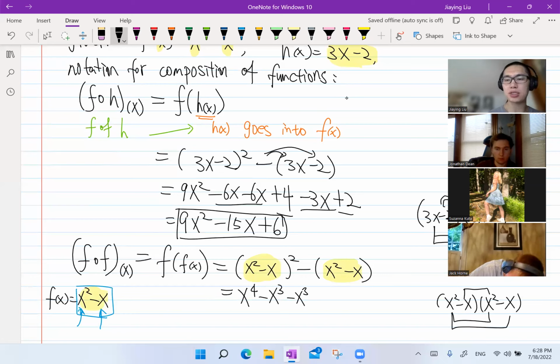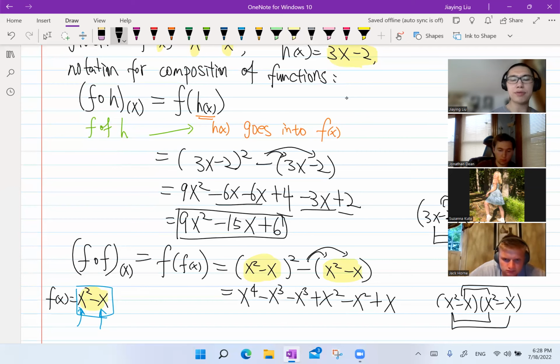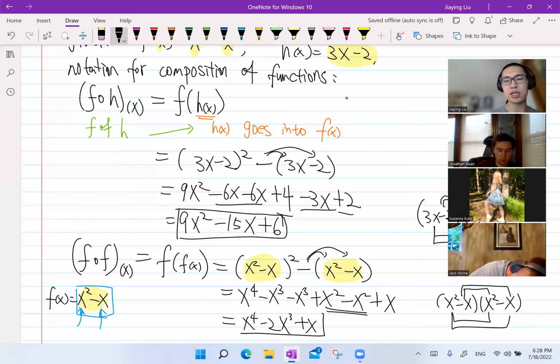And outside we have a subtraction, so we need to distribute the negative. So it becomes minus x squared plus x. And if we simplify this, we get x to the fourth minus 2x cubed. The x squared terms give us a 0 because one is positive, one is negative, plus x at the end.